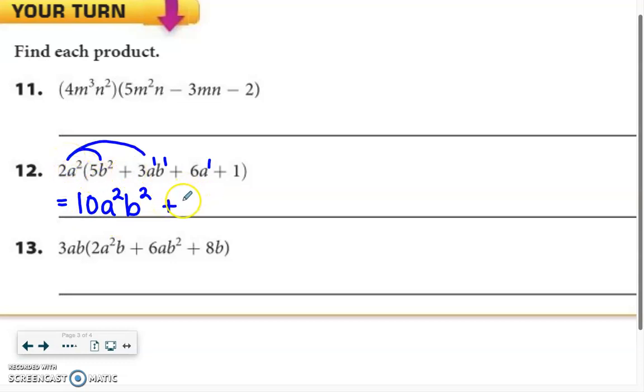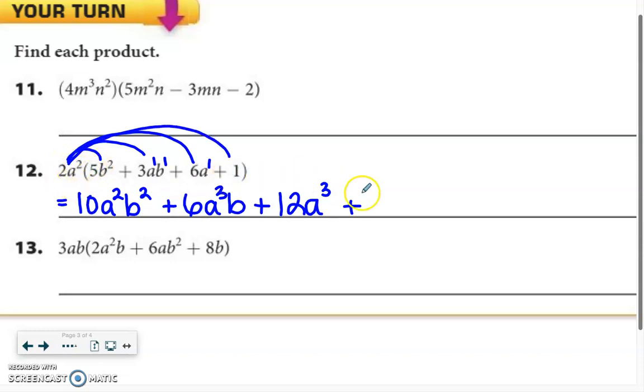Go to the next step. So you'd have 2 times 3 is 6. A squared times 1 more a gives you a to the 3rd. And then you do have a b here as well that you would need to bring down. Next step. 2 times 6, so that's 12. A squared times an a gives you a to the 3rd. And then the last step, 2a squared times 1. So that would be 2 times 1 is 2, and then your a squared doesn't have anything to combine with, so you would just drop it down.